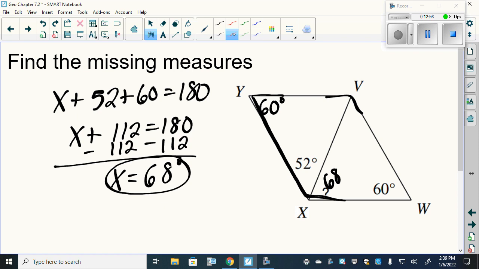Which part? Here or here? This would be 68, and this one here would be. Any questions on this here?